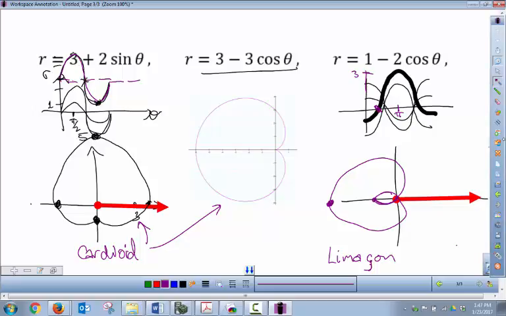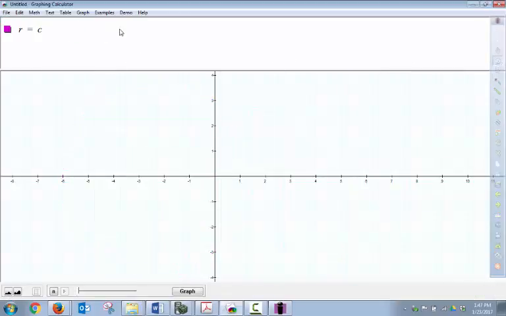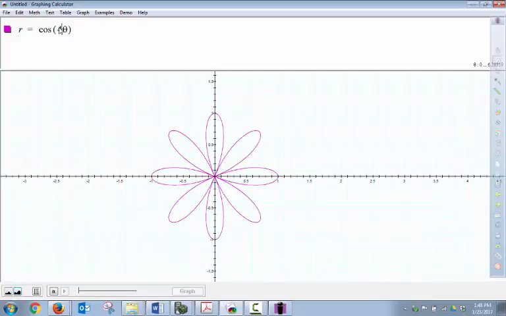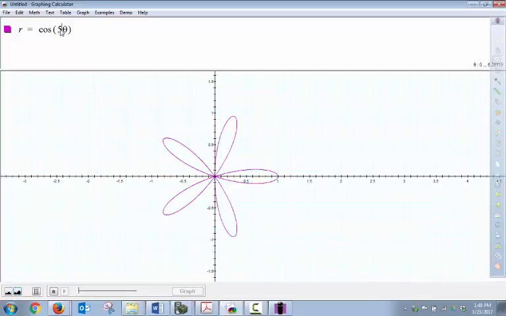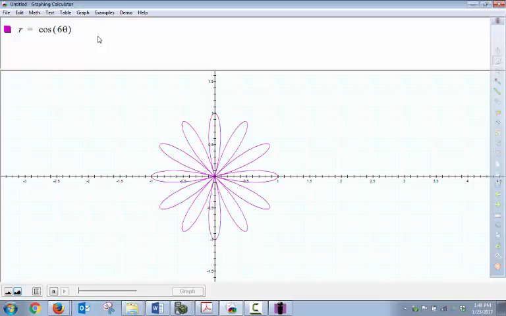Okay, those are the basic graphs. I mean, there's also those petals. If you take the sine or cosine, instead of having theta, you can change this into having 4 leaves. Wait, that's not 4 leaves. Five leaves? 6? 6 leaves? That's not 6. What is it?